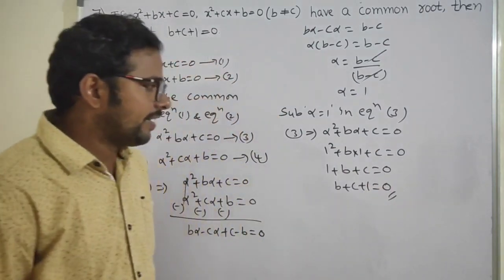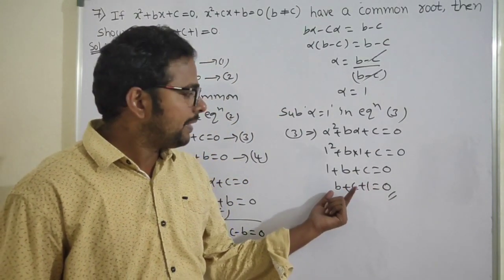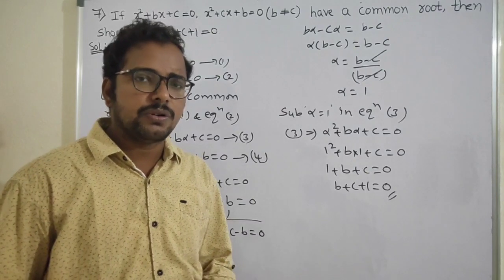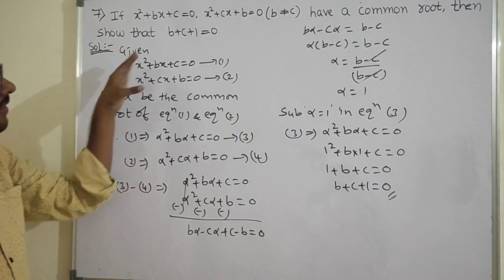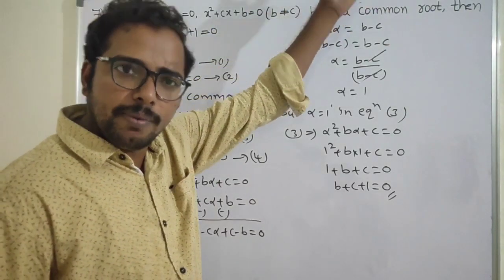This is the required proof: b plus c plus 1 equals 0. First take the given equations, then let alpha be, as given in the question, the common root.